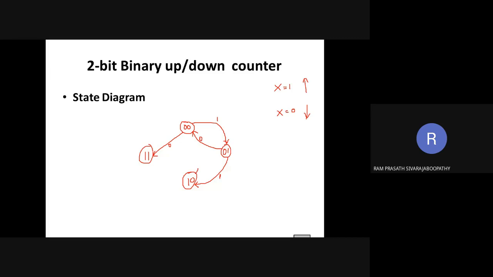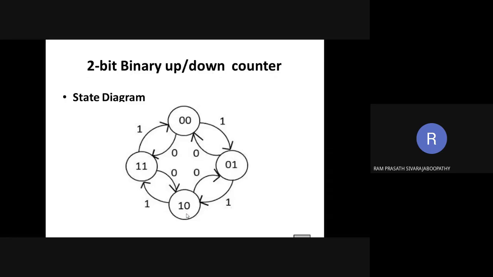So when at 1 0, if you give 0, it goes to 0 1. If you give 1, it goes to 1 1. When at 1 1, if you give 0, it comes to 1 0. If you give 1, there is no next count, so it will overflow and go back to 0 0. Is it clear now, Sabarish? Yes, okay. So this is the state diagram. Kindly note this down. You will need to arrange it. That's all.